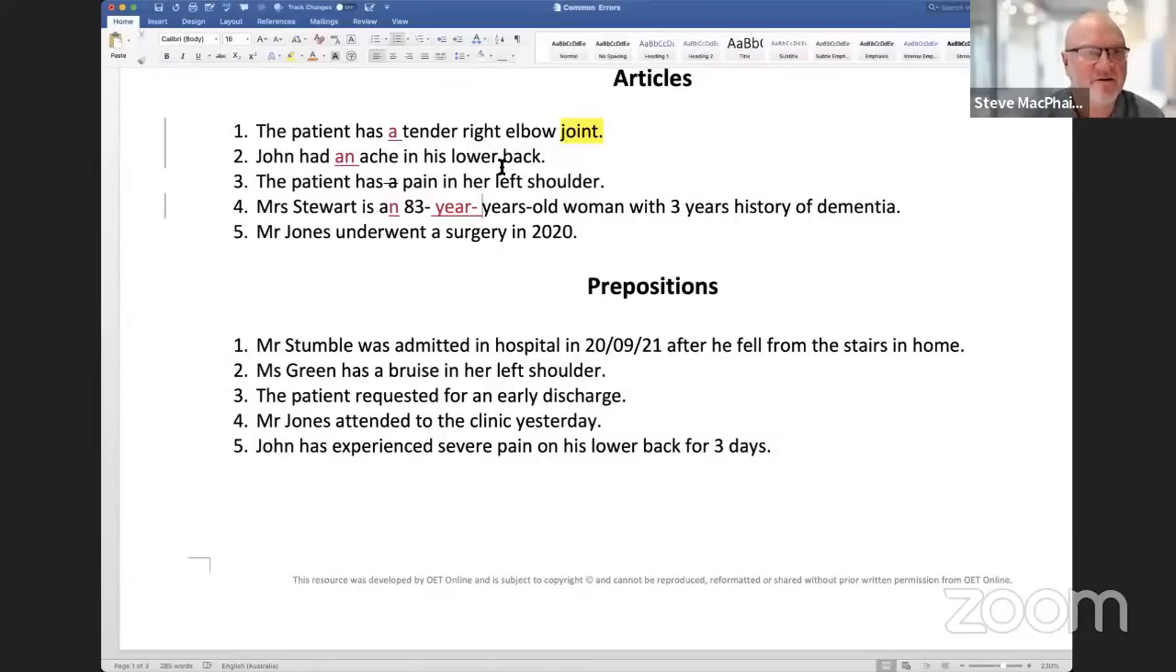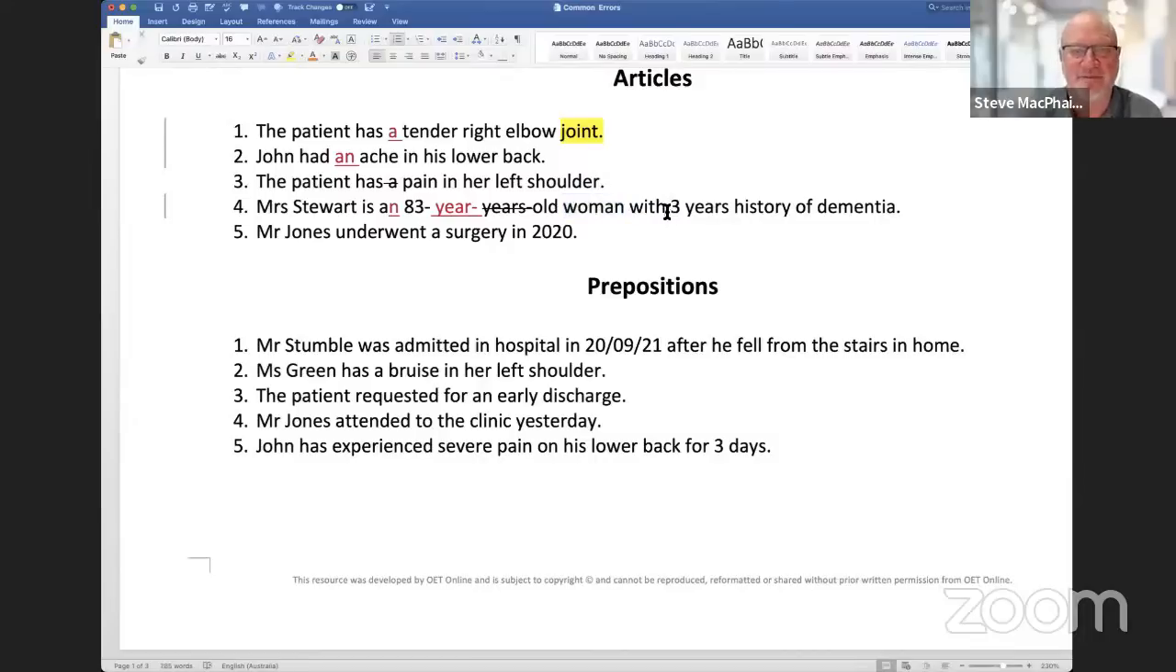An 83-year-old, and we remove this. So just remember that we can say she is 83 years old. We're describing her. She's 83 years old. As soon as you put the noun on the end, it's functioning as an adjective. We're describing a woman, an 83-year-old woman, and we don't pluralize adjectives. So it's an important one to remember.